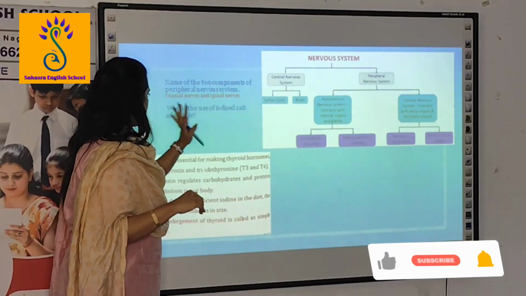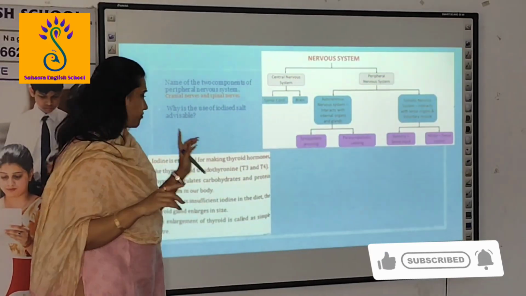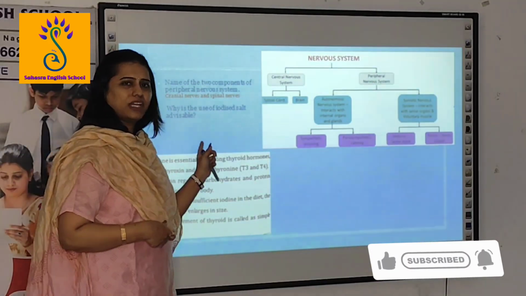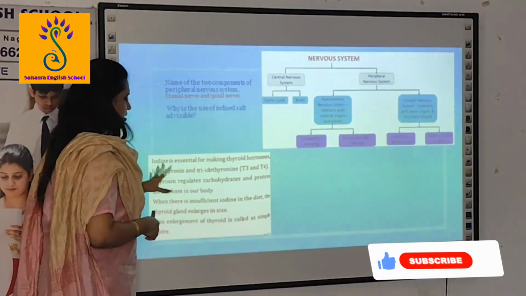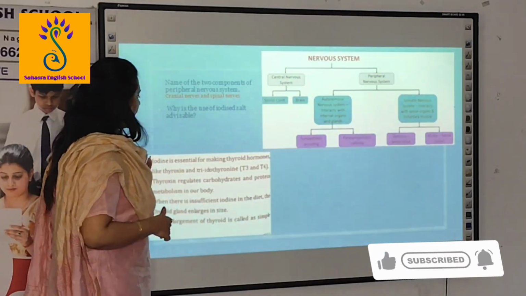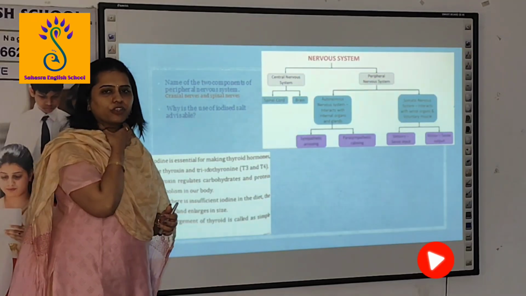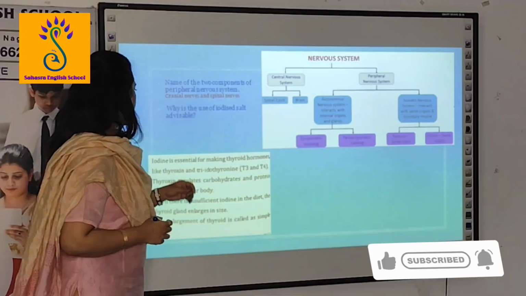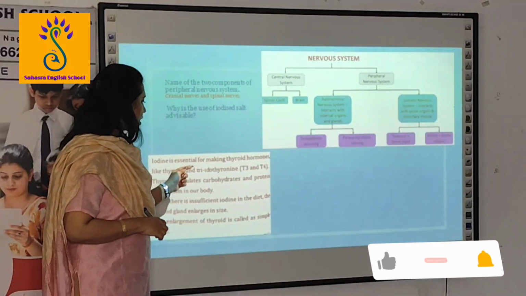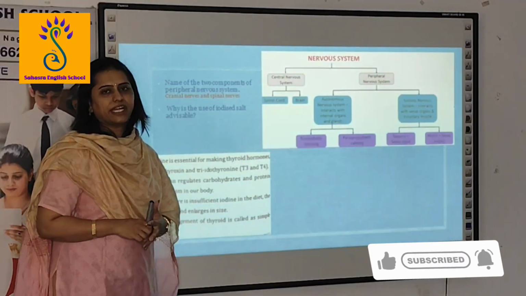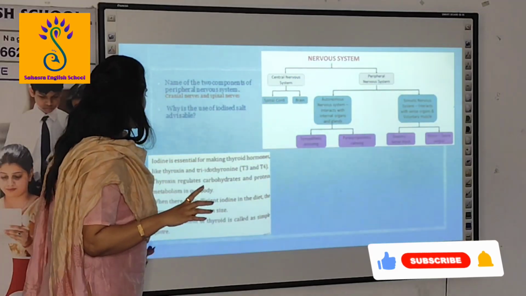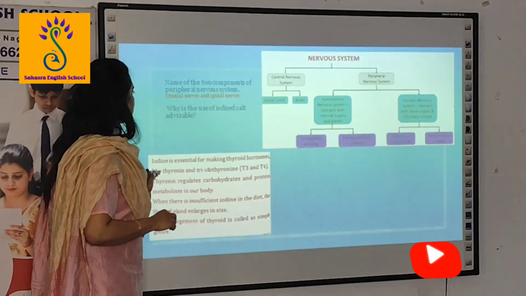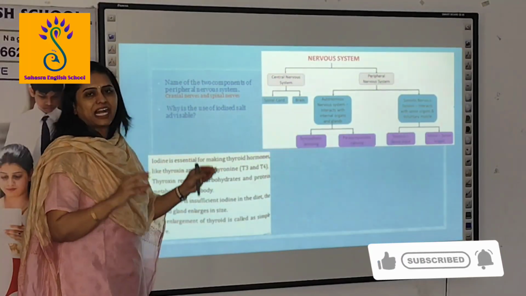Why is iodized salt advisable? We'll discuss hormones and later come to this question. Or shall we finish it because I may forget it? Iodine is essential for making thyroid hormones. The thyroid gland is present here, and the thyroid hormones are thyroxine and triiodothyronine, T3 and T4. Iodine is essential for making these thyroid hormones. That is the reason they advise you to take iodized salt.